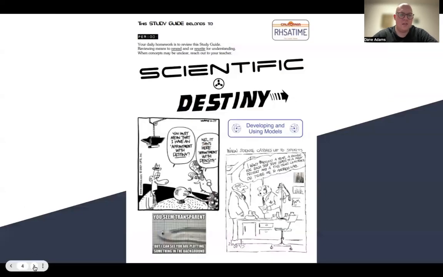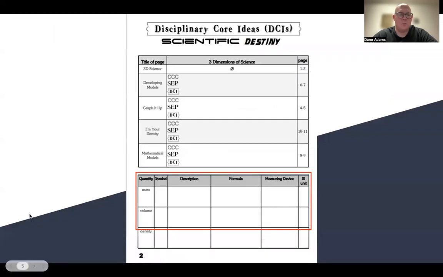So here's our cover page, Scientific Destiny. Destiny is kind of a play on words, and you'll see why I did that in a sec. What I wanted to do first is on page 2. Down there at the bottom, there is a little table with 3 rows: mass, volume, and density. I would like you and your partner to take maybe 30 seconds to a minute and fill in those 2 rows. Those should be review because we know what mass and volume are. Skip density for now. We will come back to that later.